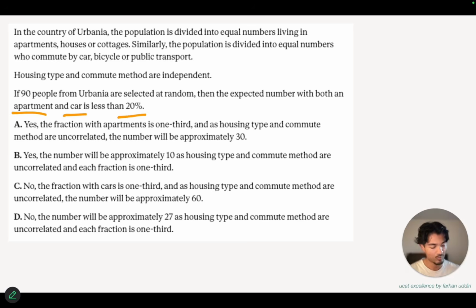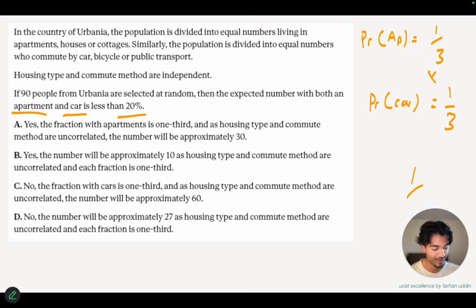How do we do this? Well, what's the probability of someone being in an apartment? We know if the population is divided into equal numbers living in apartments, houses, and cottages, then the probability is 1/3. What's the probability of someone having a car? Well, we know that the transport options, car, bicycle, and public transport, are divided into 3 as well. So that's 1/3. So what's the probability of both of those happening at the same time? If only we had a formula for that. All we do is multiply it. So that ends up being 1/9.